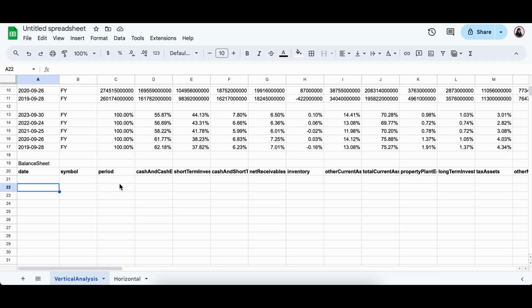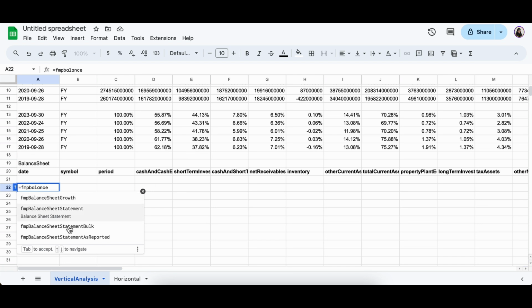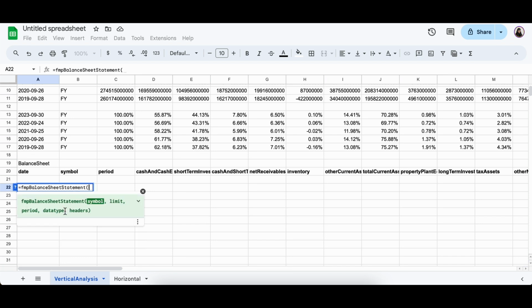Now let's start with the balance sheet. Right now I'm showing you only important moments and how to use this vertical and horizontal analysis. I'm not spending time going into each item in detail, but I think you got the idea. For the balance sheet, we press equal, we type FMP, balance, and you see balance sheet statement. This is what we need.